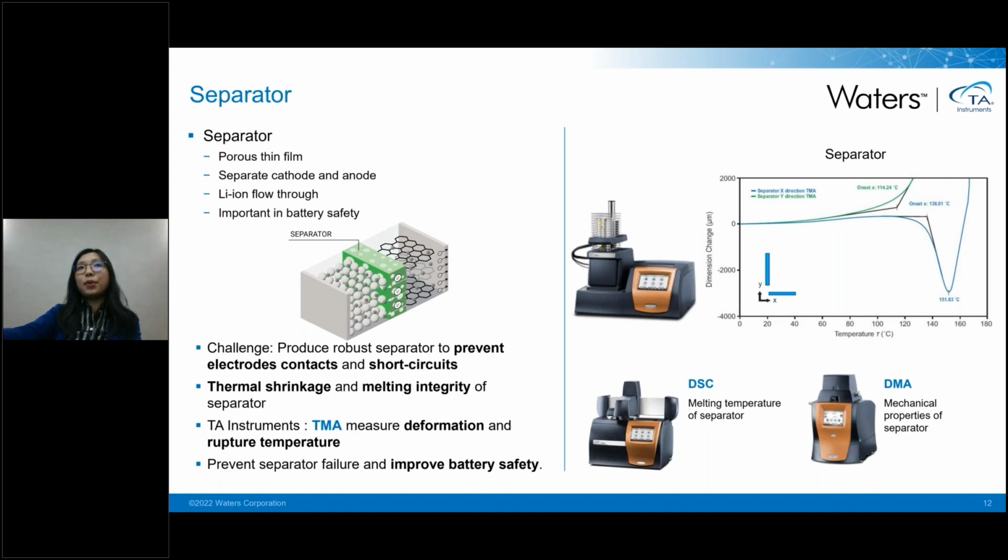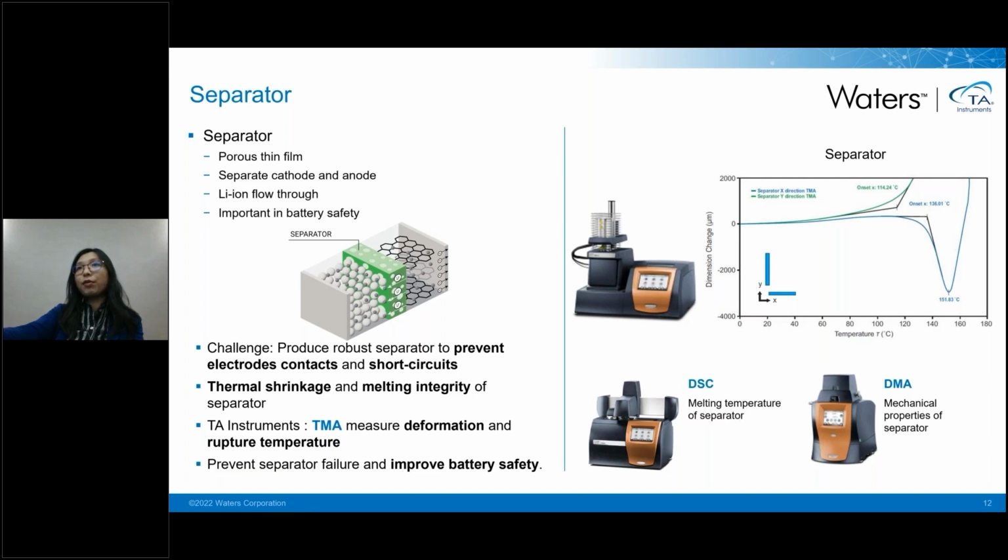And it's very important for battery safety, especially the mechanical integrity of the separator material. One of the important characterizations of the separator involves measuring the thermal shrinkage and the melting integrity of the separator to prevent failure during the operation of the battery. So in TA Instruments, the TMA allows you to measure the deformation and rupture temperature of the separator.